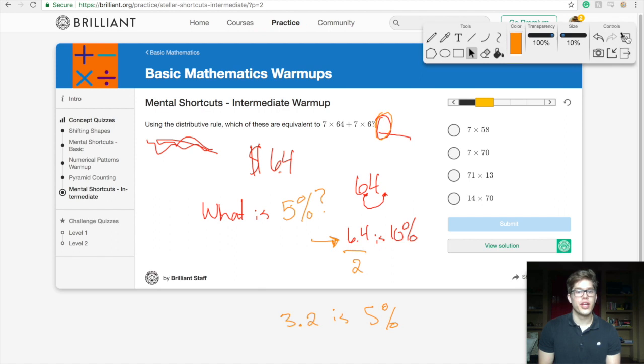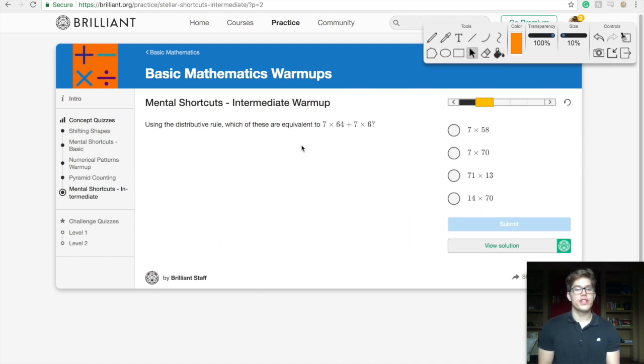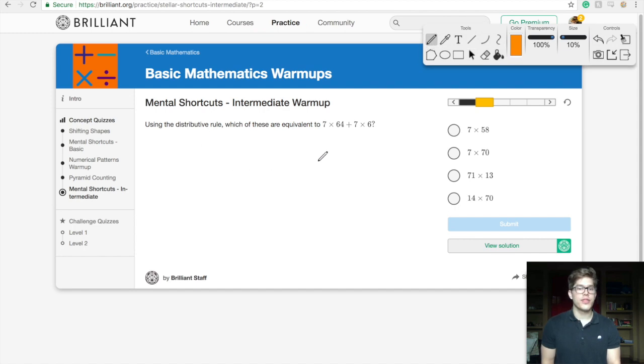Clear our board. Which of these is equivalent to 7 times 64 plus 7 times 6? Well, again, this goes back to what is the definition of multiplication? Like how is it defined? How does it work? Well, 7 times anything, you're just adding a bunch of 7s. We just keep adding 7s. In this case, we added it 64 times. This was 64 times. And then what do we have?